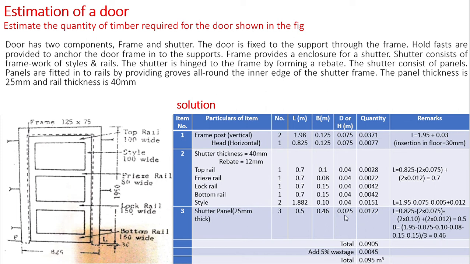Total of all woodworks is equal to 0.0905 meter cube. To this total add 5% for wastages in sawing and cutting, and the grand total becomes 0.095 meter cube. This is the end of estimation of door. Namaskar.